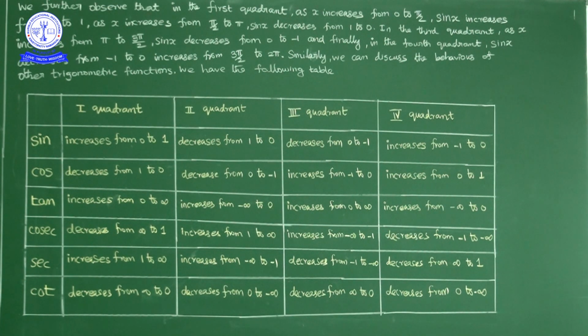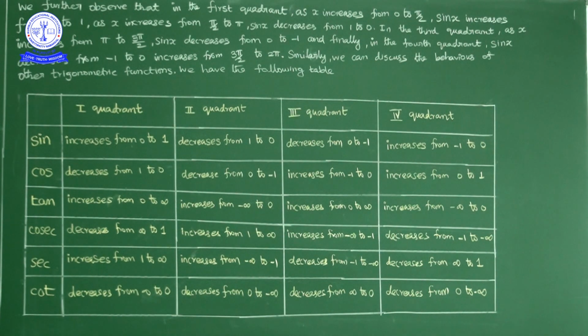Okay. Further, as you move to the second quadrant, as x increases from pi by 2 to pi, cot x decreases from 0 to minus infinity. Okay. Next, the third quadrant, as x increases from pi to 3 pi by 2, cot x decreases from infinity to 0.